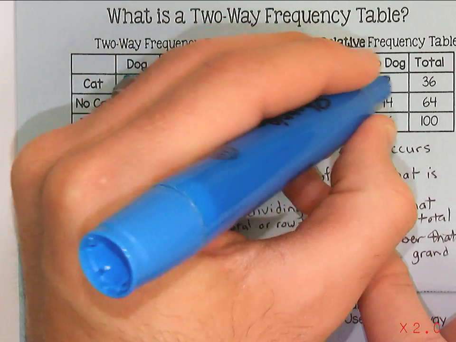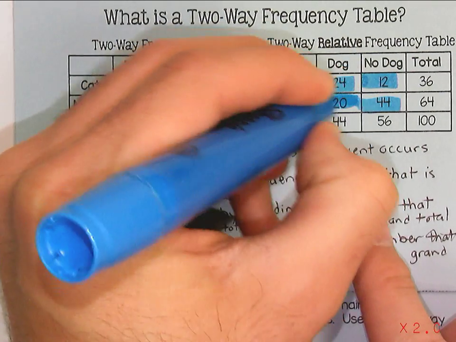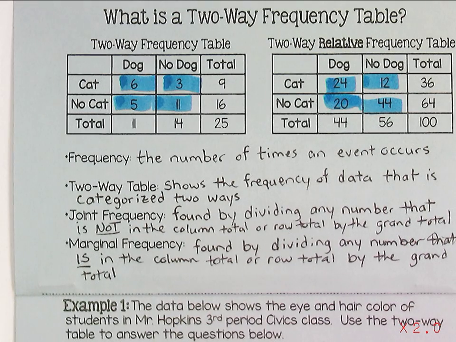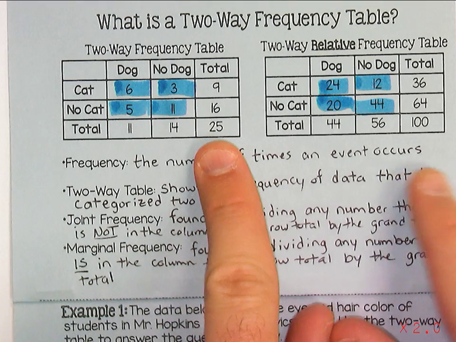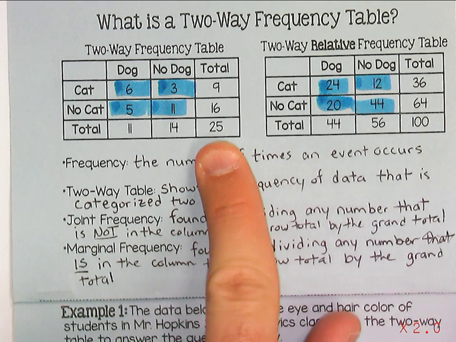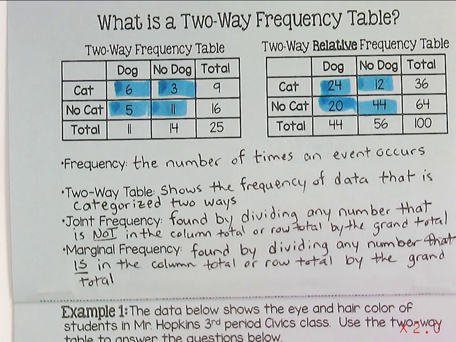Same thing over here. These are also joint frequencies, your numbers in the middle. And like I said, those would be divided by the total. So in this case 25, or since it's percentages here, that would be out of 100. Then we have our marginal frequencies, and that's the margins. So think about the outsides of a paper.